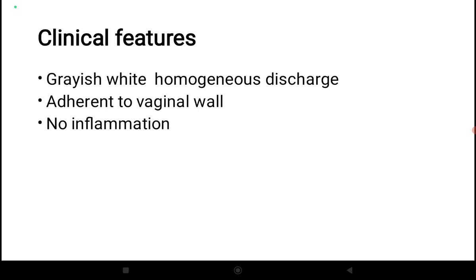Regarding the clinical features of bacterial vaginosis, the features include moderate malodorous grayish white homogeneous discharge which is adherent to the vaginal wall, and there will be no evidence of vaginal inflammation.